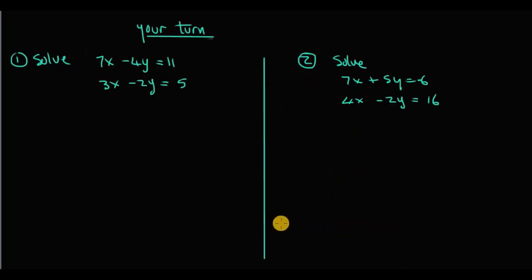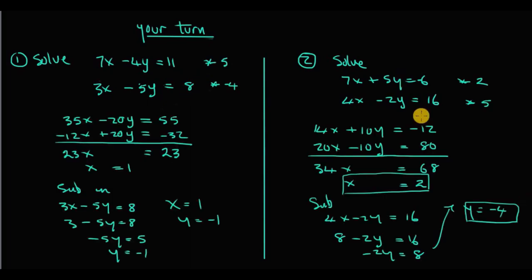Press pause, have a go at these, and then press play when you want to see the solutions. Okay, there's the solutions. As you can see, I chose to eliminate the y's. In this case, I multiplied this one by 5 and this by minus 4. So it gave me these numbers here. And I added them up and I get my values. Over here, I also eliminated the y's as it happens. I multiplied this top one by 2, which gives me 10y, and the bottom one by 5, which gives me minus 10y. Add those up and it eliminates the y's and I get the values for x.